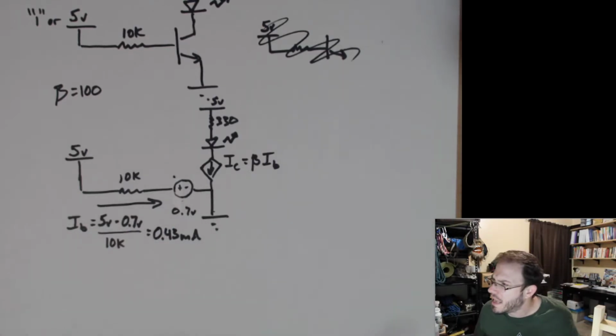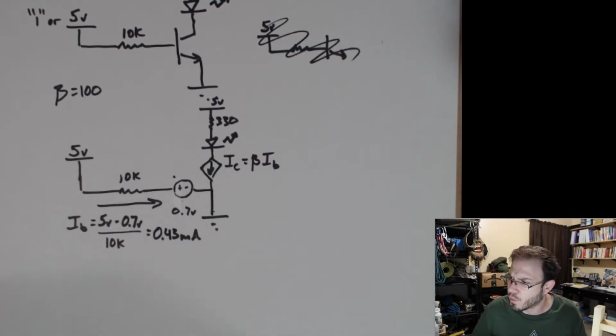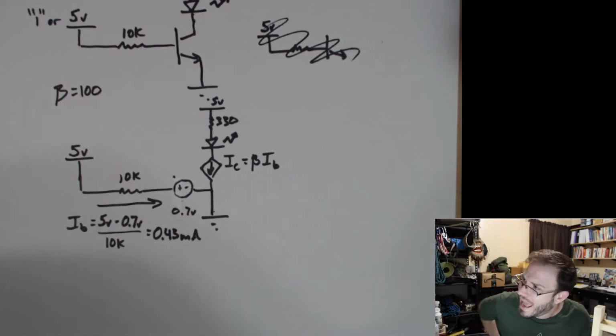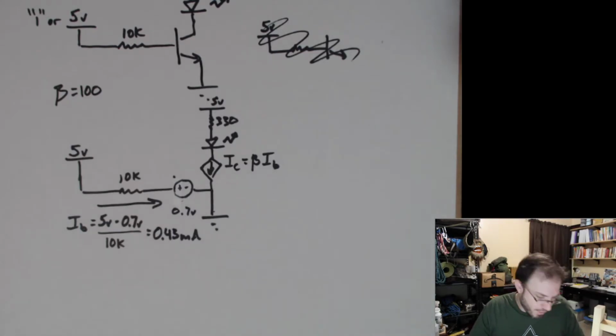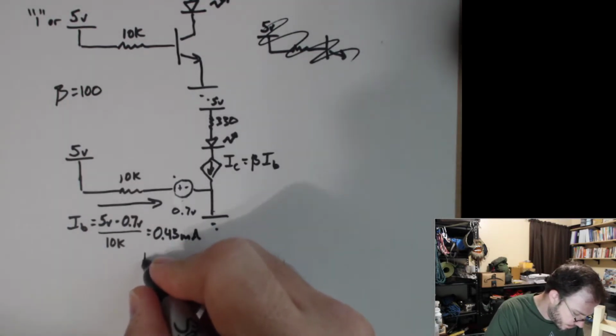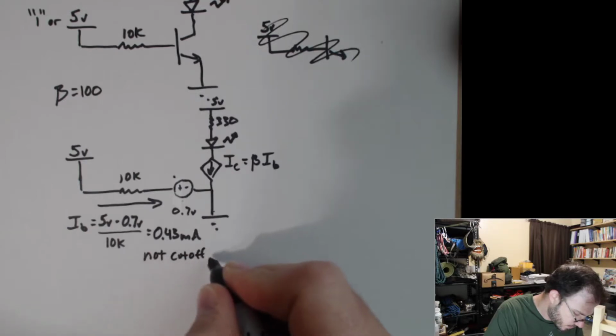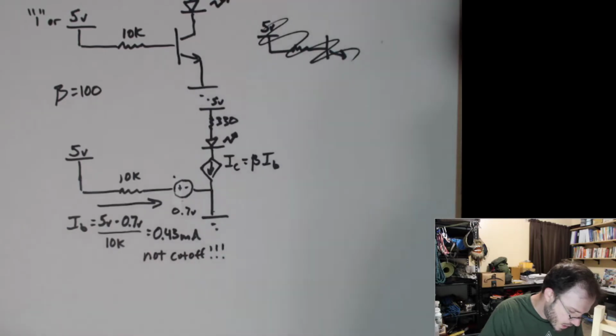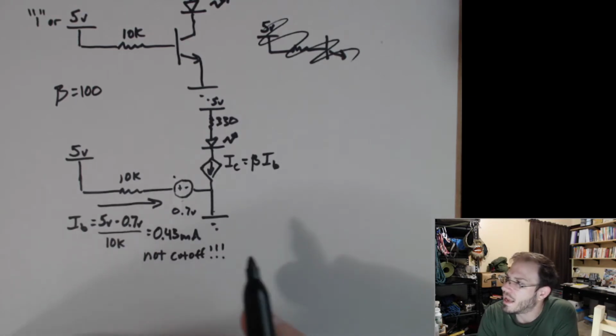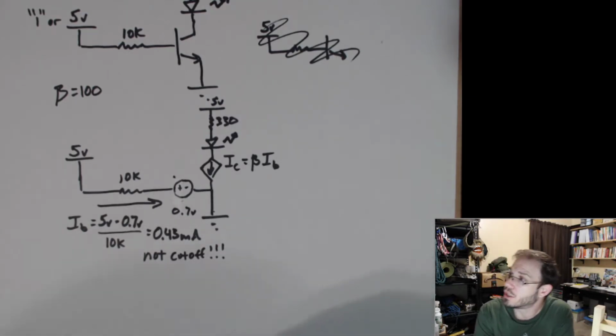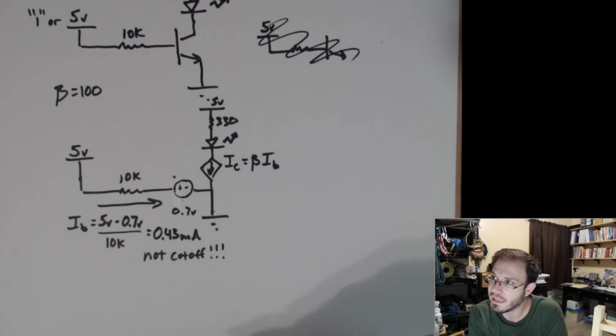Okay, so we ended up getting a non-zero value for the base current. It's greater than 0, hence we are not in cutoff. So now we need to solve for one more parameter to determine whether we're in saturation or we're in linear.